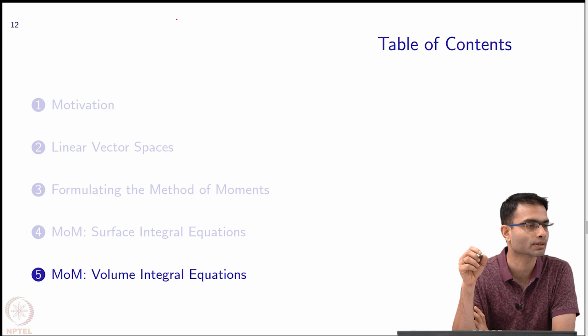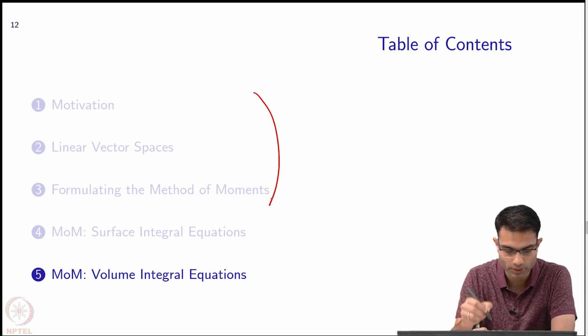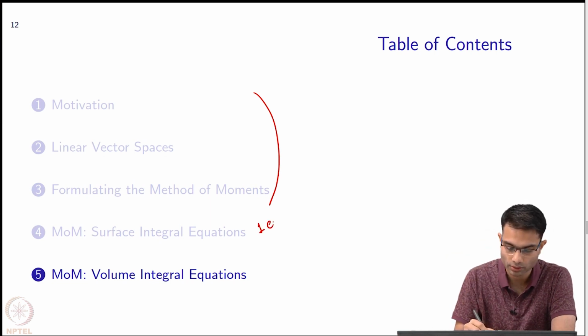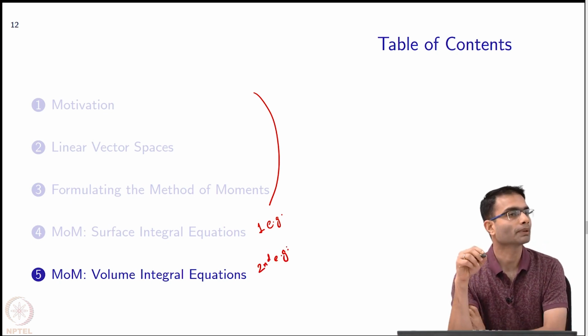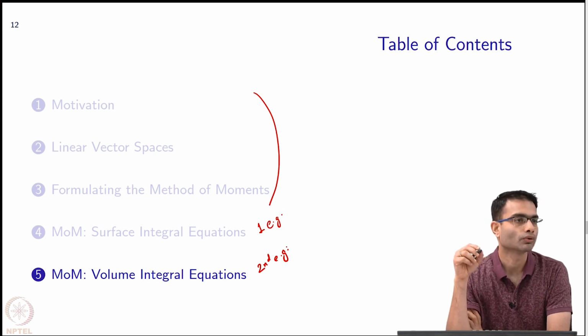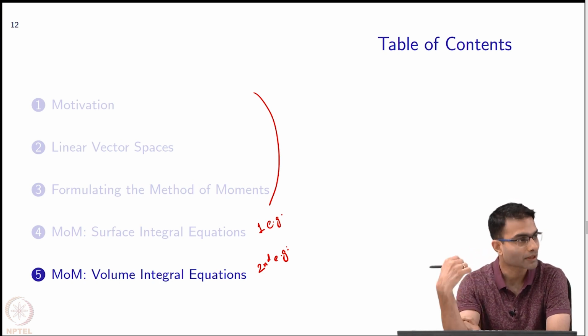What we have seen so far is, when we started with the mathematical formulation of method of moments, the first example we took was the surface integral formulation. The second example is going to be a related complementary method, which is called volume integral. I'll explain when one is needed and when the other is needed.